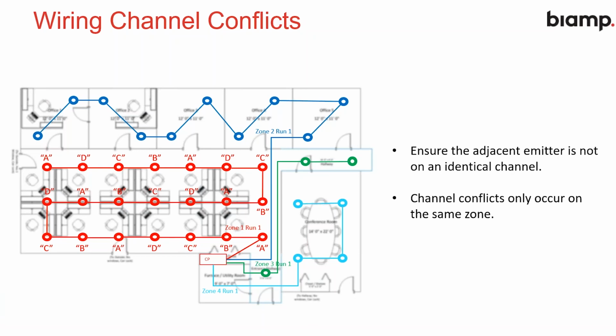Now the conflicts are only in a straight line. There is nothing we can do about diagonal conflicts, and they do not cause a problem. It is only when they are in a straight line, the horizontal or vertical line. And like we said, they can only happen on the same zone.